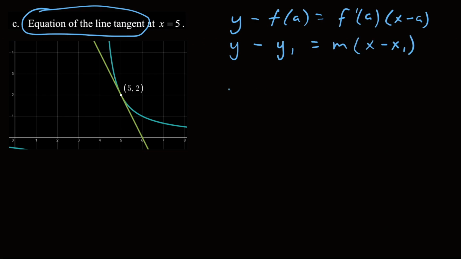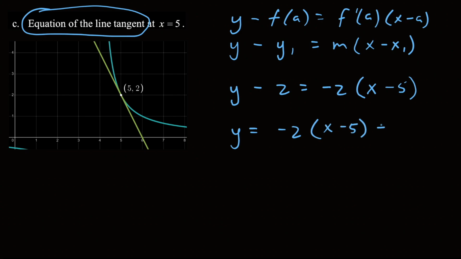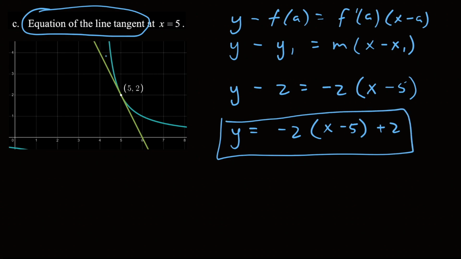So if we go ahead and think of it that way, we have y minus our y value at that point, which was 2. We found our slope earlier was negative 2, and our x value is 5. So that's our equation. I always like to write it in function form, so y equals. So we'd have y equals negative 2 times x minus 5 plus 2. So again, whenever you see the phrase equation of the line tangent, you're just thinking point slope. It's fill in the blank, really, for what your values are.